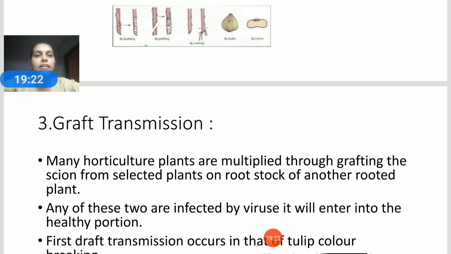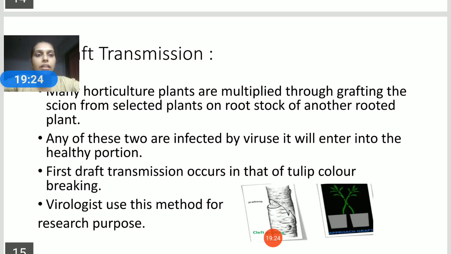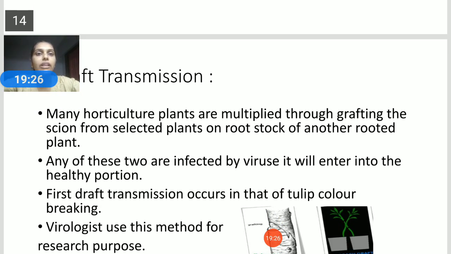Then after, graft transmission. In graft transmission, many horticultural plants are multiplied by grafting a section from selected plants onto the rootstock of another rooted plant. If either of these two is infected by a virus, it will enter the healthy portion. First, graft transmission occurs in tulip color breaking.